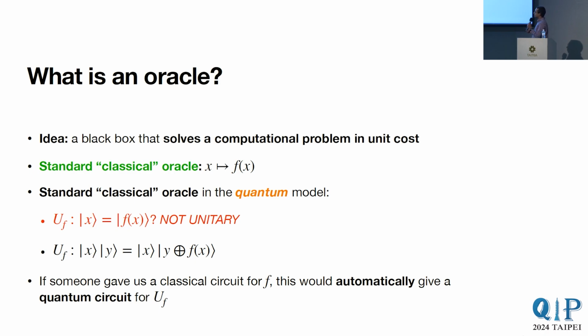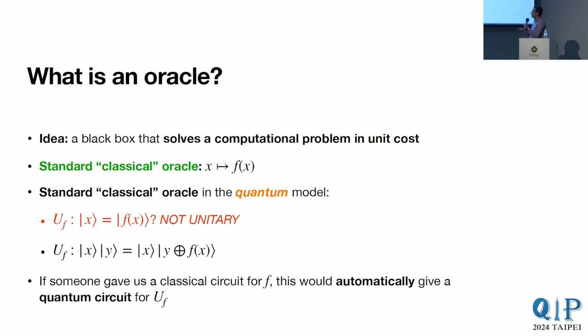In the quantum world, the zeroth guess you might make is a unitary that maps ket x to ket f of x. But as many of us have probably seen, this is not actually the right thing to do, because for a general Boolean function f, this map is not a unitary. If f is not invertible, if f is not a permutation, then this is not a unitary.